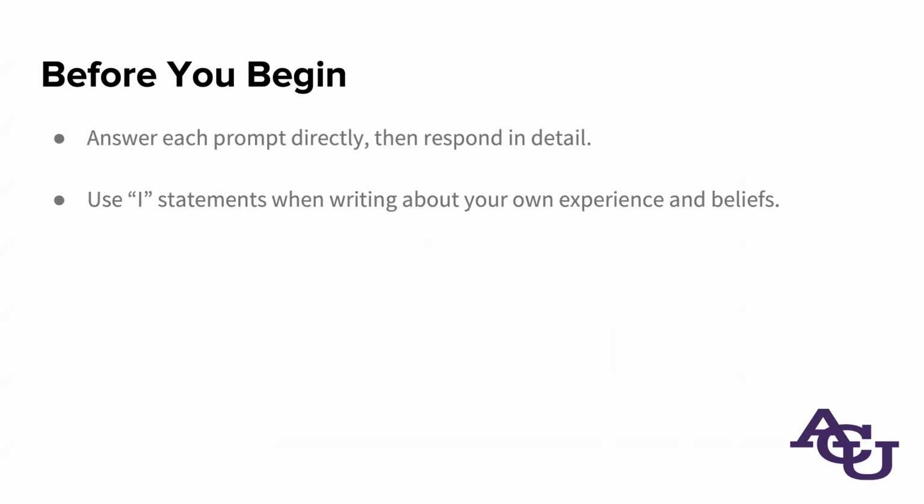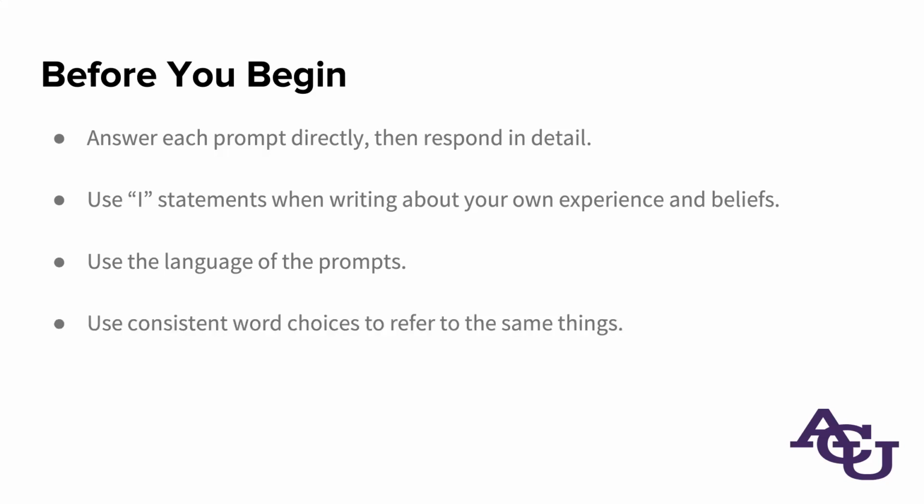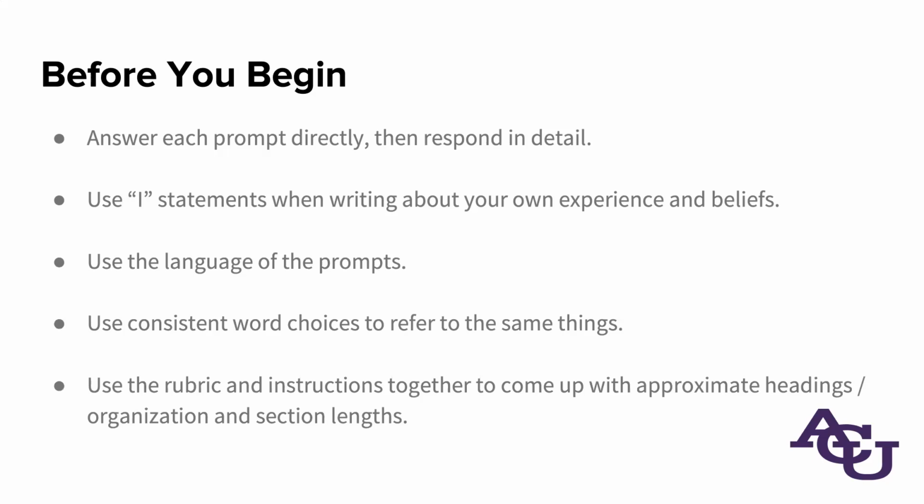In this case, we're probably not going to be using many I statements, but when you are referring to people that you want to recruit as mentors, there may be salient, important, relevant things that are best expressed that way. So if you are doing something like that, I have worked with this person for 10 years and they have offered to assist, great. That's a perfect example of how an I statement can be helpful at telling us exactly what's going on. You want to use the language of the prompt so it's clear that you are stating exactly what the professor is asking. Use consistent word choices to refer to the same things, especially with those variables. And use the rubric and instructions to come up with approximate headings, organization, and section lengths.